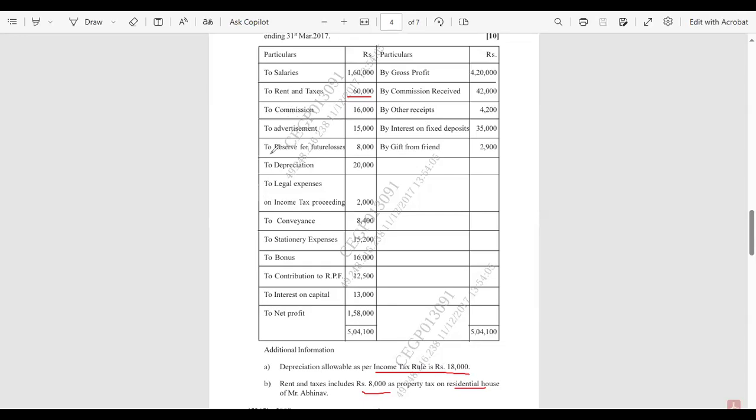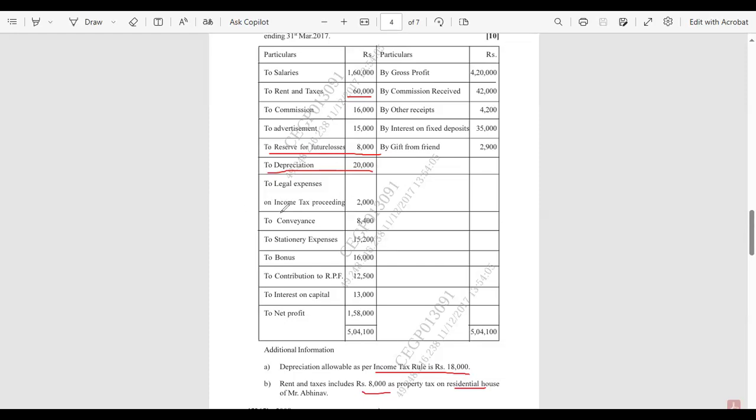Advertisement, there is no adjustment. Reserve for future loss is 8,000. Since this is a provision, any provision made is not allowed for income tax. So this is not allowed. The depreciation as per income tax is 18,000. So again here the extra depreciation of 2,000 is not allowed as expenses. And if it is not allowed as expenses, I need to add it back as income in my net profit.